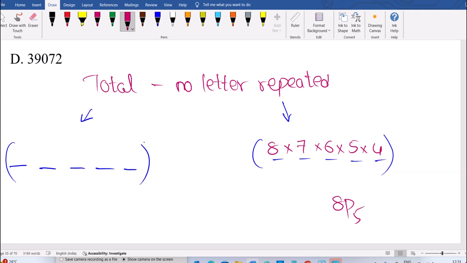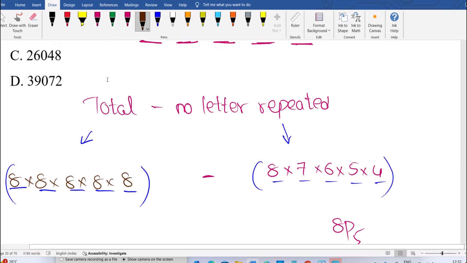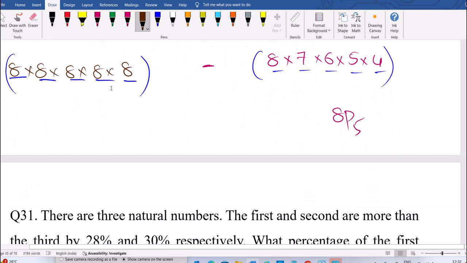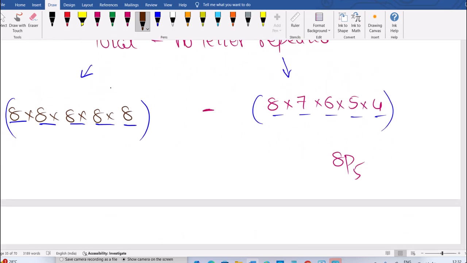Okay, but what is total, sir? Total, repetition actually allowed. First one 8 chances, second one 8 chances, next 8, next 8, next 8. 8 power 5. So 8 power 5 minus 8 into 7 into 6 into 5 into 4. This you need to calculate. 8 power 5 minus this. So this is the answer, but calculation is the big deal.